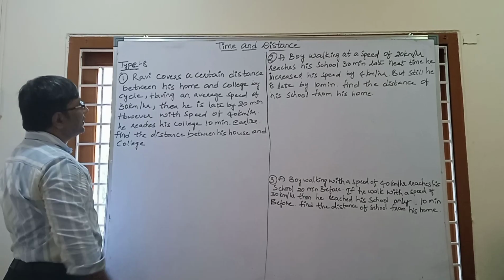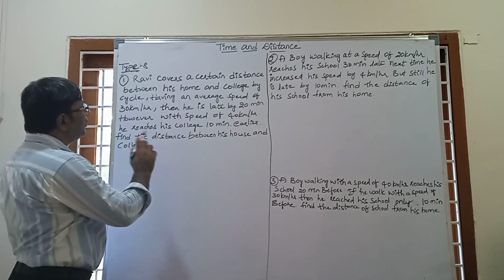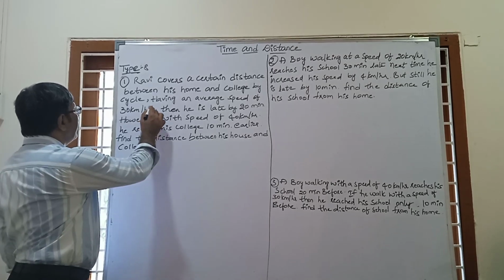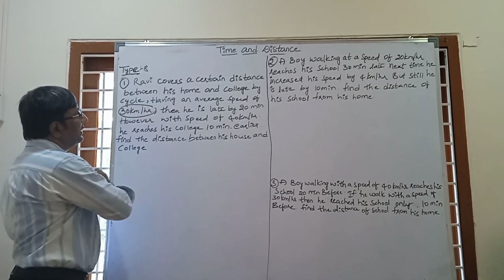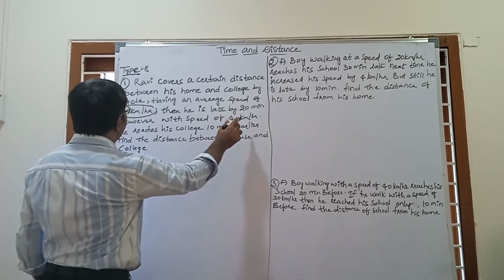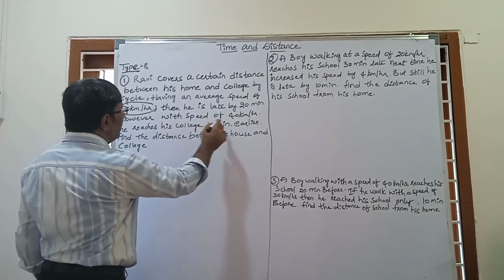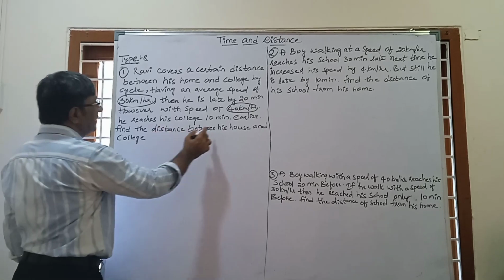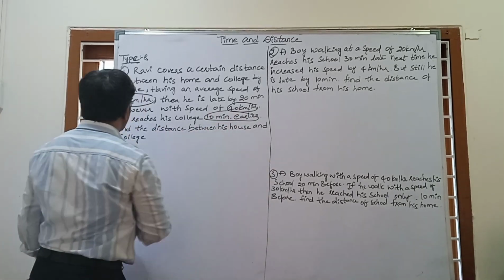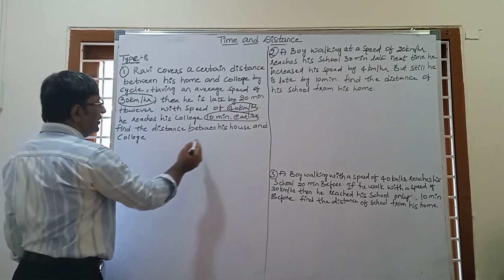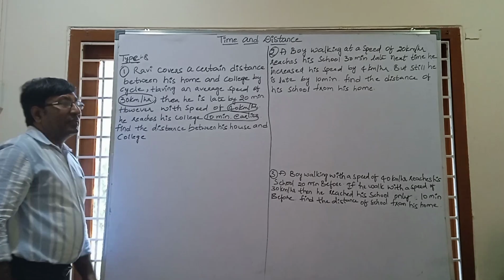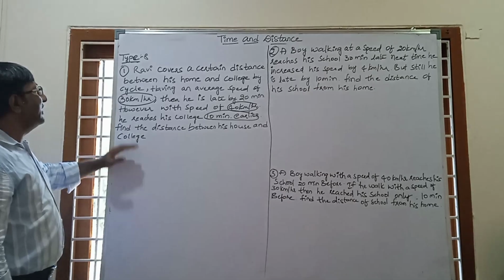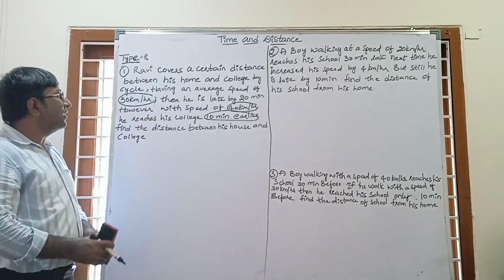Ravi covers a certain distance between his home and college by cycle having an average speed of 30 km per hour. Then he is late by 20 minutes. However, with a speed of 40 km per hour, he reaches his school 10 minutes earlier. So find the distance between his house and the college. This type of question is very important. This type of question is generally asked in interviews and placement exams.